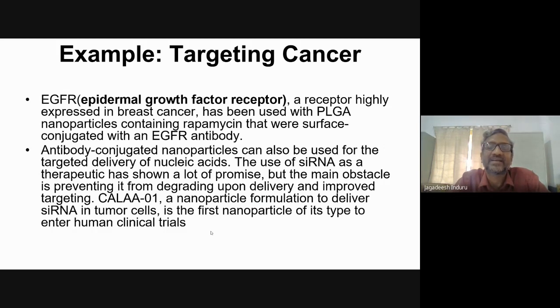In this active technique, a receptor highly expressed in breast cancer, EGFR, is targeted. PLGA nanoparticles containing rapamycin are used, and the drug is surface conjugated with the EGFR antibody. This antibody takes the particle to the particular cancer, so it is tagged with your drug. Your concentration in the breast cancer is going to be very high, and it is effectively treated.